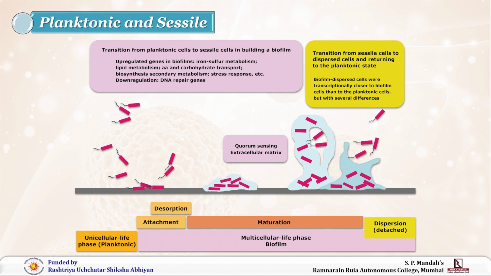Here is another diagram that is helping us to understand the steps of biofilm formation in correlation with the changed gene expression patterns in planktonic and sessile populations. It has been observed that certain genes get upregulated and certain genes get downregulated during biofilm formation. Upregulation usually happens of iron sulfur metabolism, lipid metabolism, amino acid and carbohydrate transport, biosynthesis of secondary metabolites, stress responses, and genes encoding efflux system components. Whereas downregulation of DNA repair genes in the biofilms has been observed.